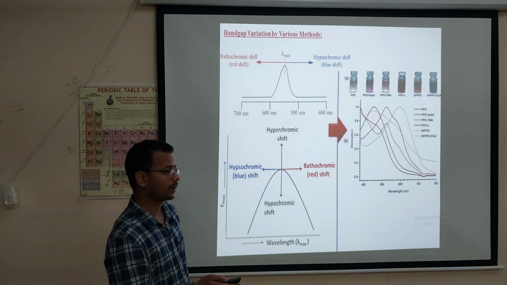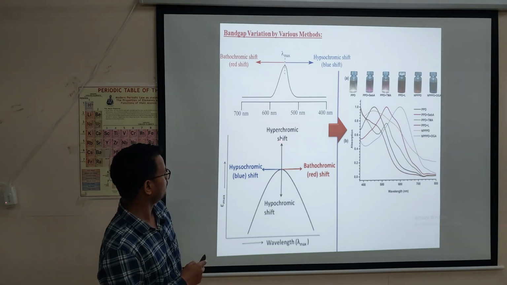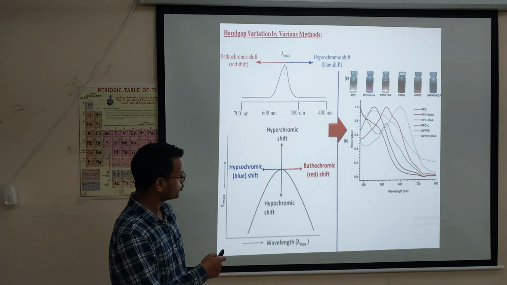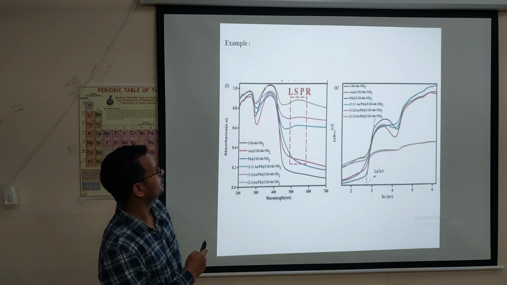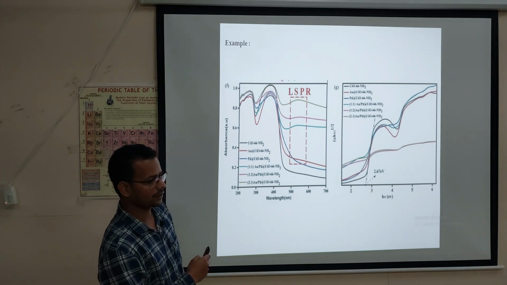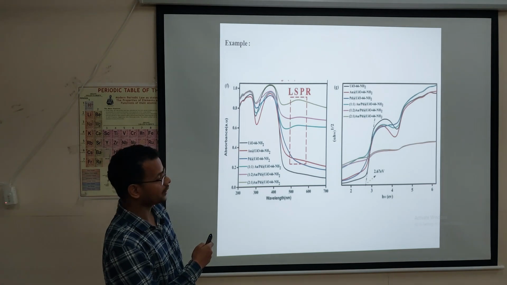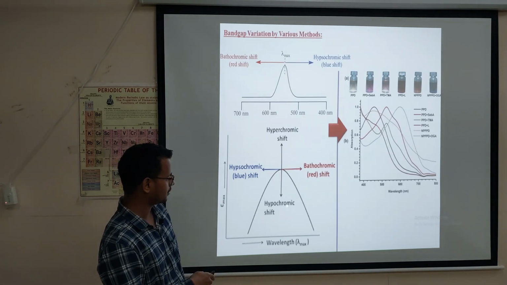So you know what we are asking about: bathochromic shift, hypsochromic shift, hyperchromic shift and hypochromic shift. Let's move to the previous slide. Here, this was the peak of the parent material, the black one, and in composite formation we get lower peaks. Now you tell me which type of shift we get here? Hypochromic shift.